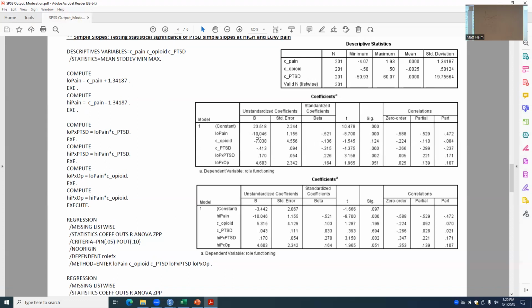Now you're saying opiate use changes around because opiate use is involved in interaction with pain and things. Ignore that, we're not interested in that. This is just getting a simple slopes for PTSD. And then at high levels of pain, right, I go through, take a look. Let's see, do I have evidence for a unique effect of PTSD on role functioning at high levels of pain?